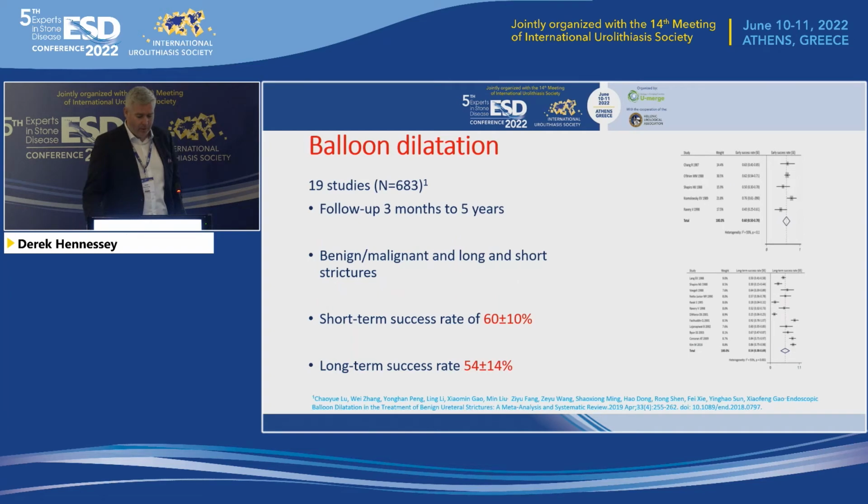So just with balloon dilatation, there's this meta-analysis from Lou, which came out in the last 3 years. 19 studies with 683 patients, so each study was quite small, and they followed the patients up at 3 months and at 5 years. And they included benign and malignant, short and long strictures. The short-term success rate as patency at 3 months was 60% plus or minus 10%, and long-term success rate at 5 years was 54% plus or minus 14%.